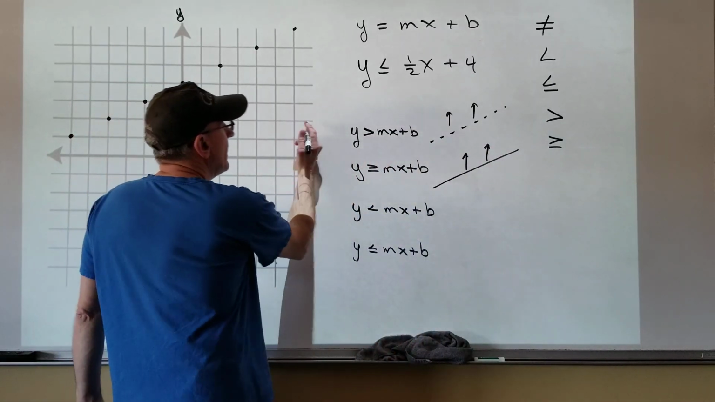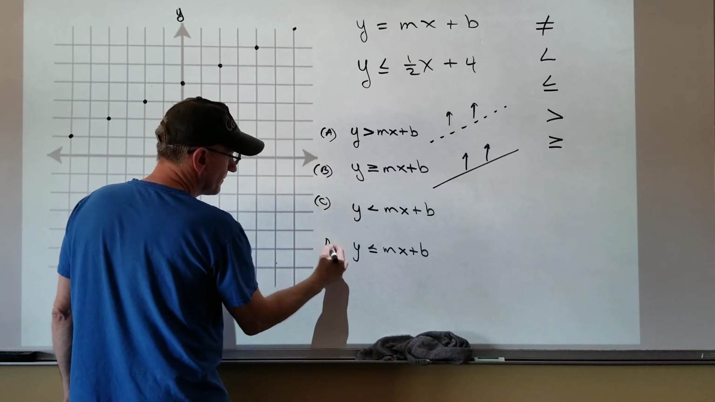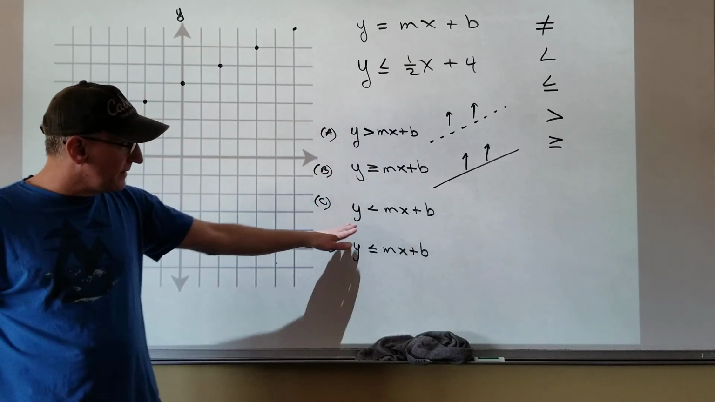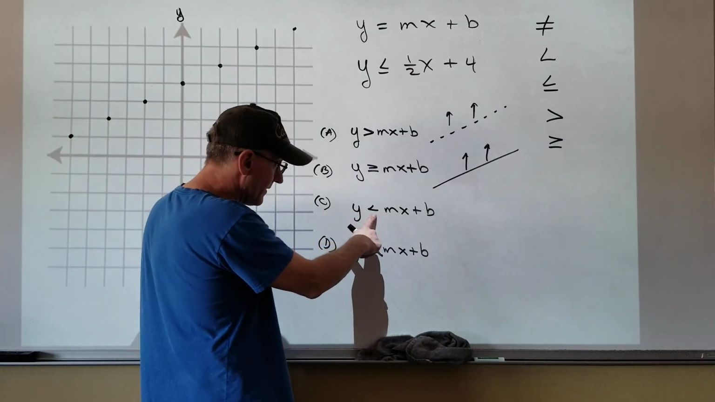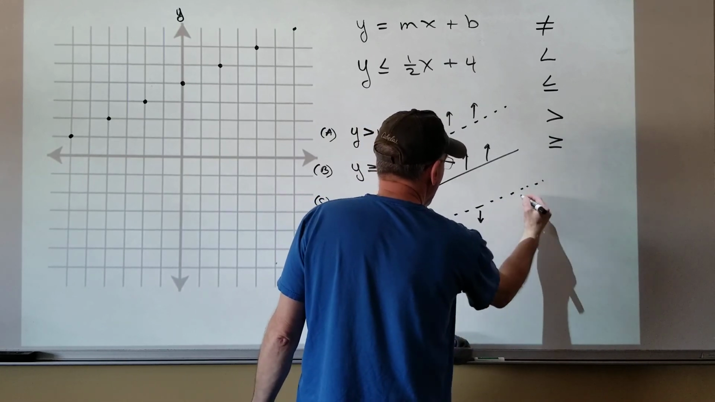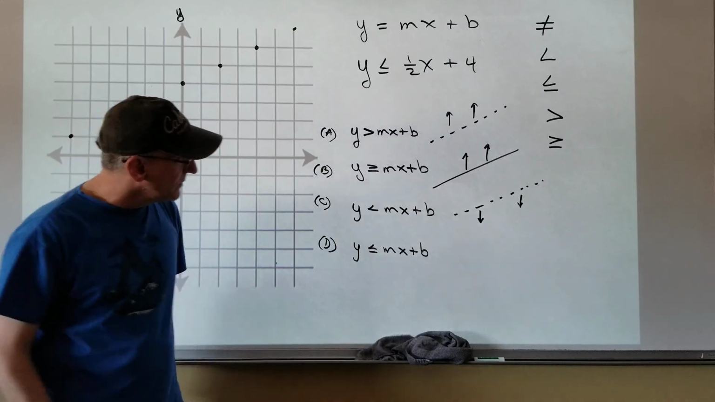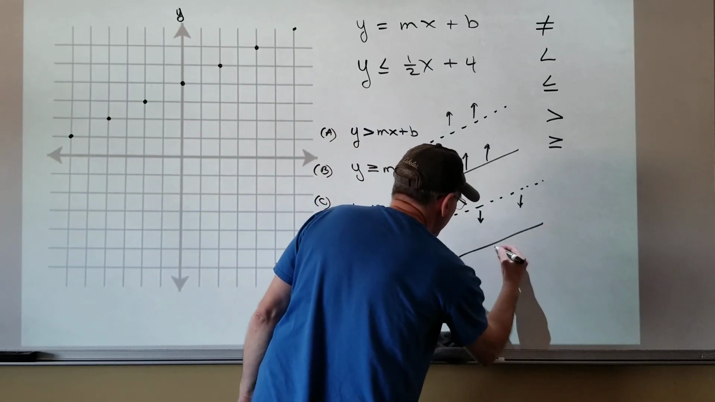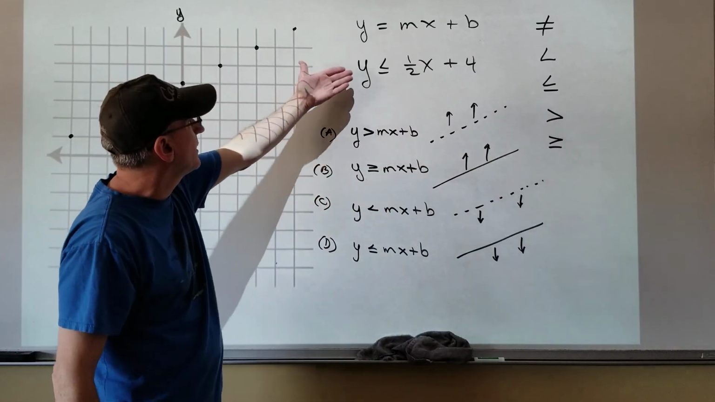So this is style A, style B, style C, and style D. Style C says y is less than, and it's strictly less than. You will draw a broken boundary line and shade down. And the last style, y is less than or equal to, has a solid boundary and it shades down.